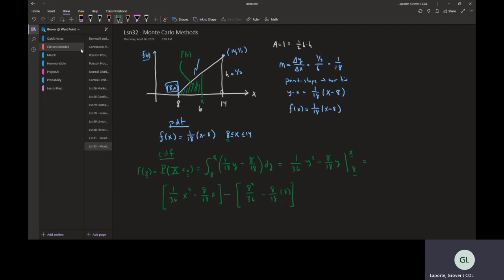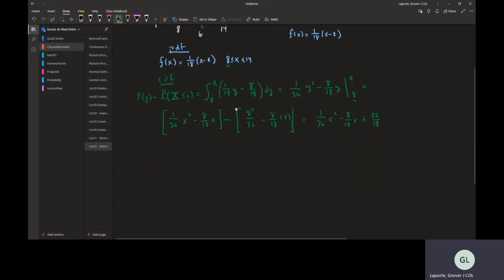And if you simplify this thing, it turns out to be 1 over 36 x squared. So all I'm doing is you go to your calculator, you put these things in, and you'll get this. And we still have the 8 over 18 x. And then if you put it all in your calculator, you'll get 32 over 18. And this is also good. So this is true. Okay, so if I were going to write this thing out, if this is a true CDF, we would have to write it out like this.